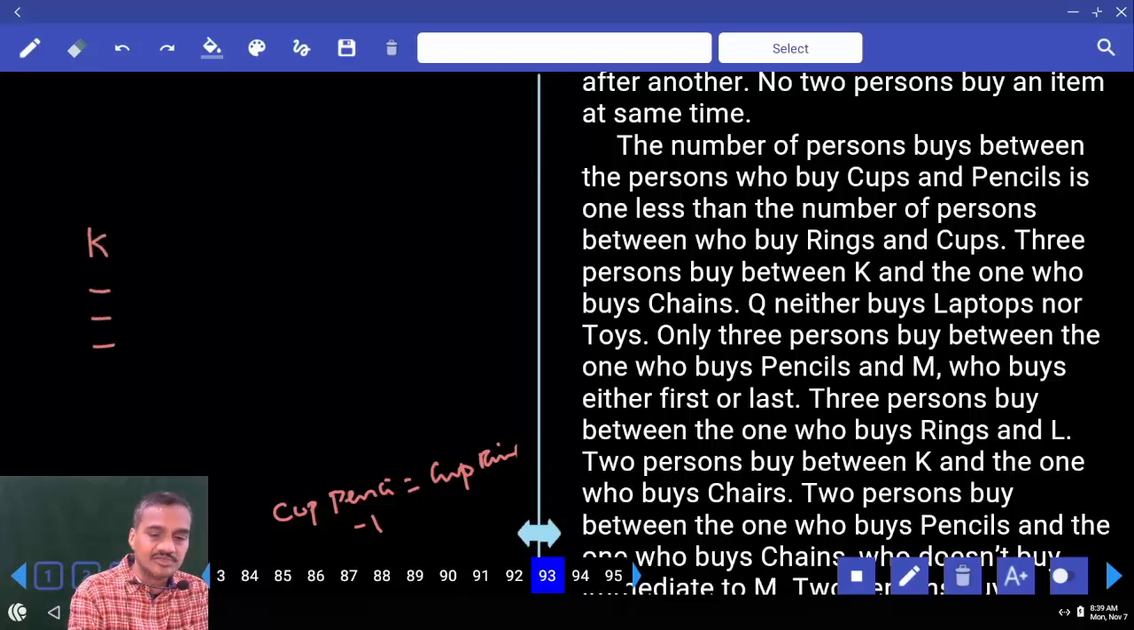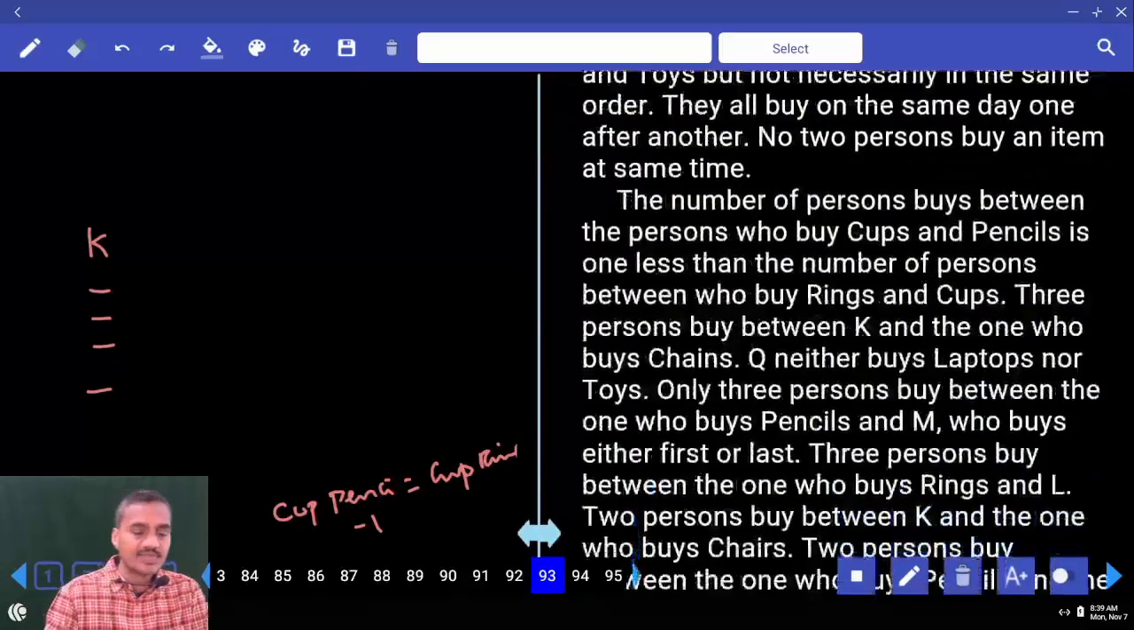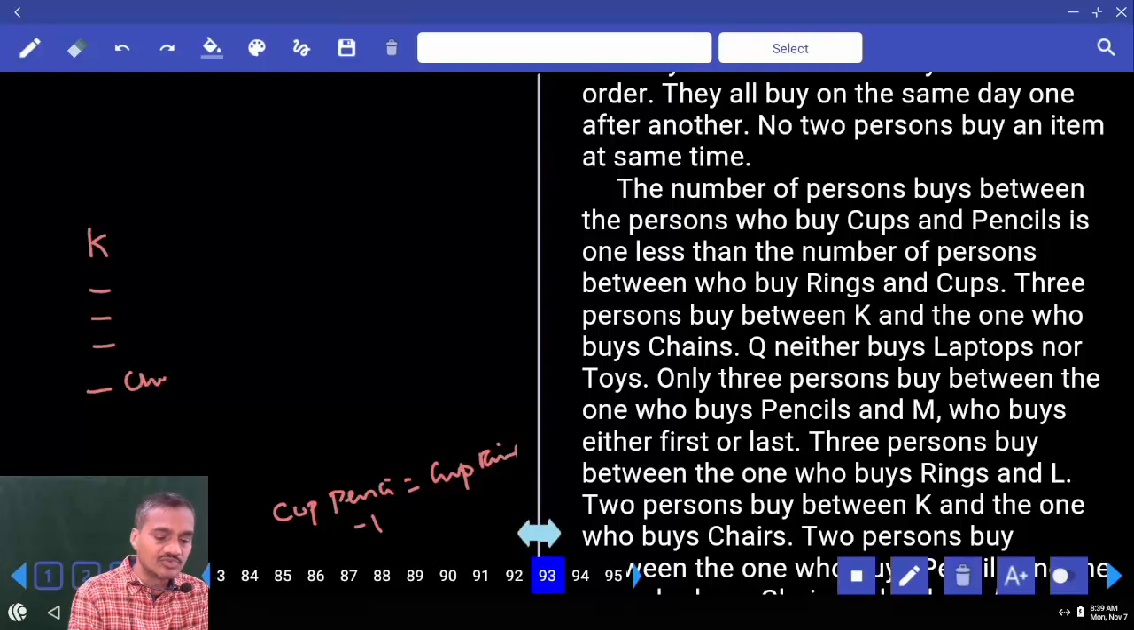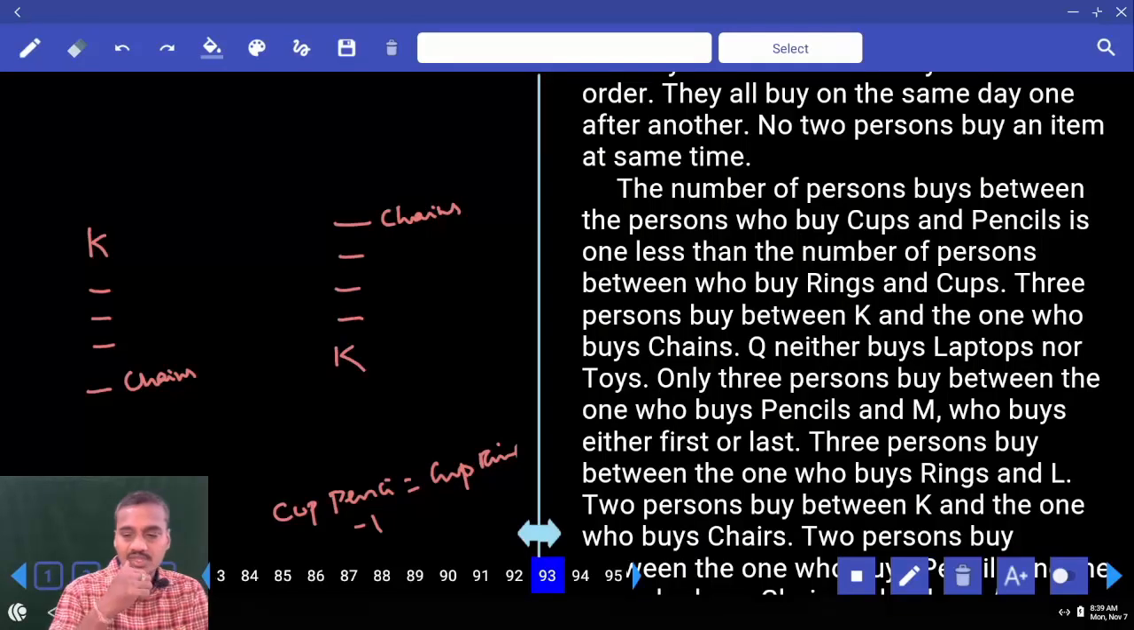There must be exactly 3 people. And 3 people are there between K and the one who buys chains. And now this is the one who buys chains. And again here this is the person who buys chains. And there are 3 persons between K and chains, and K will be here. And 3 persons between K and the one who buys chains.